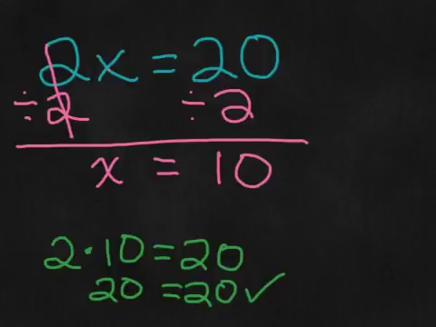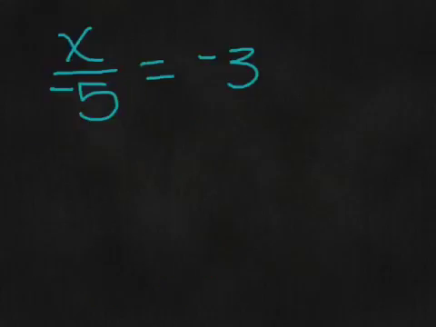Another example, example 3. Again, remember, you're supposed to be copying these and the work on your note sheet exactly as I'm doing them here on my paper. And if you need to pause the video at any time, go ahead and do that. The third example: x divided by negative 5 equals negative 3.